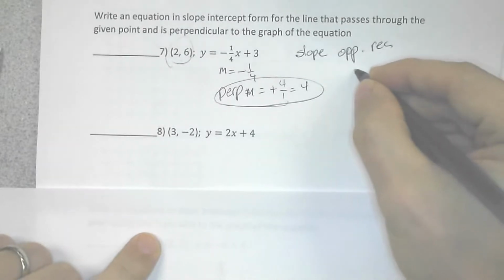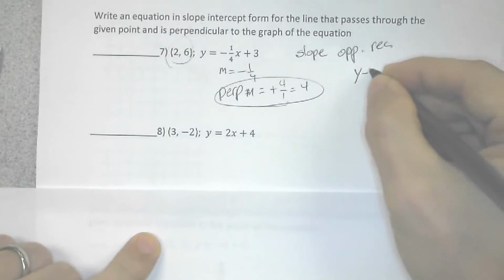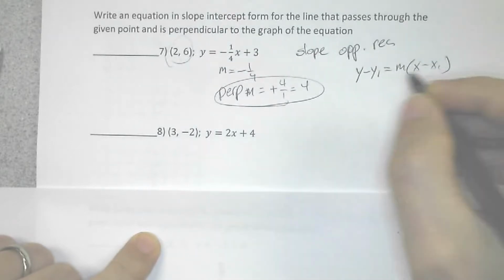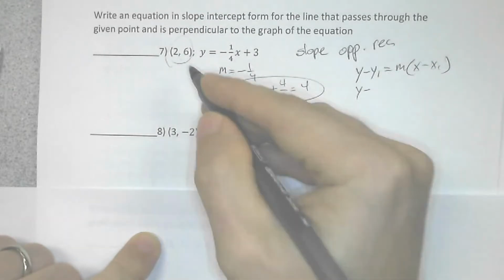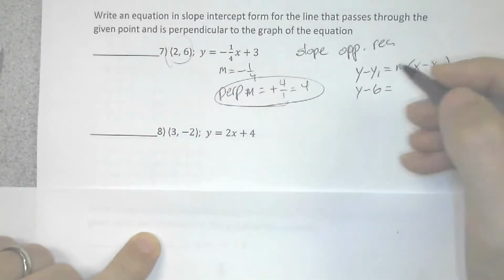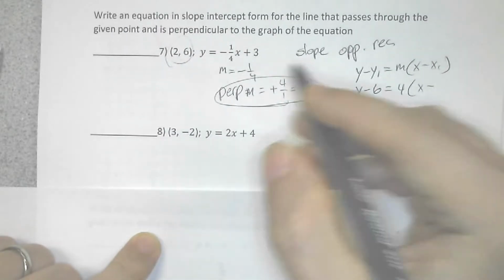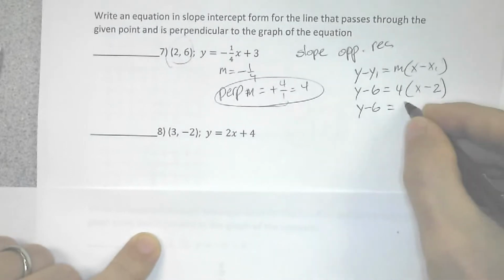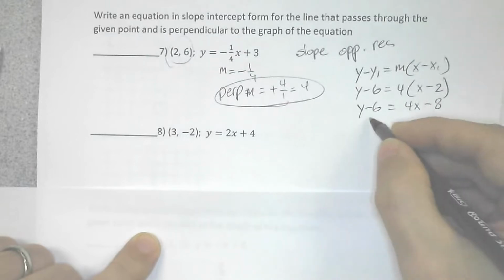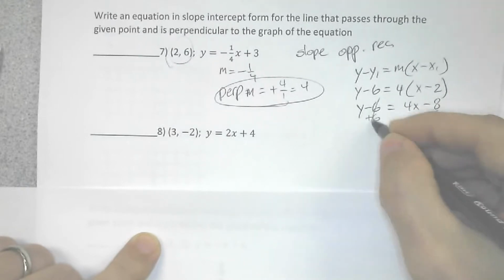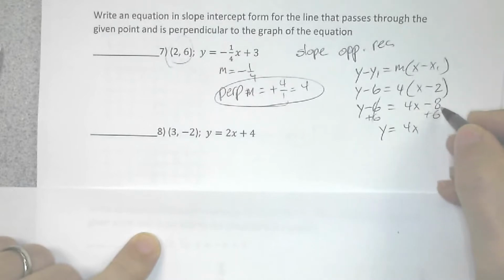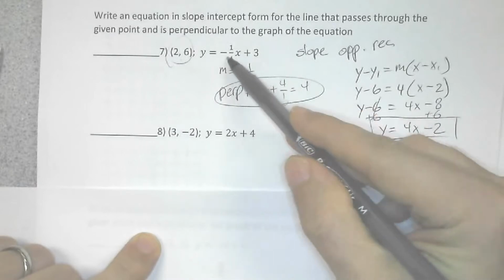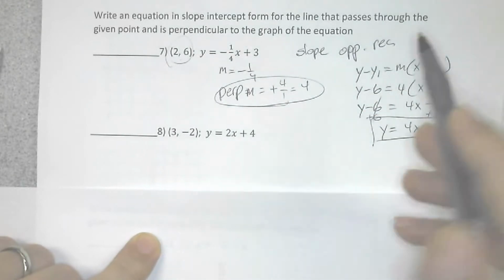So, start out with point slope form, y minus y1 equals m times x minus x1. And we have y minus y1, which is 6, equals our new slope, which is 4, times x minus our x1, which is 2. Distributive property, y minus 6 equals 4x minus 8, and we are going to add 6 to both sides. Y equals 4x. Negative 8 plus 6 is going to be negative 2, and that's the equation of a graph perpendicular to this line that passes through this point.